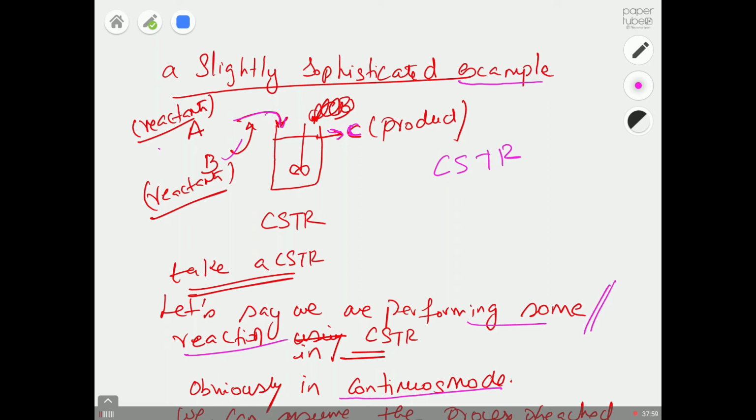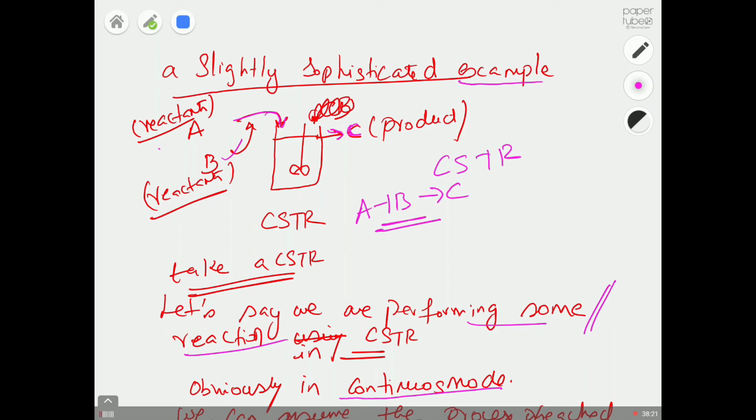We can also assume the process has already reached steady state conditions, which means the process at the moment is at steady state. And obviously this is a continuous process, and this is a chemical reaction: A plus B gives C.